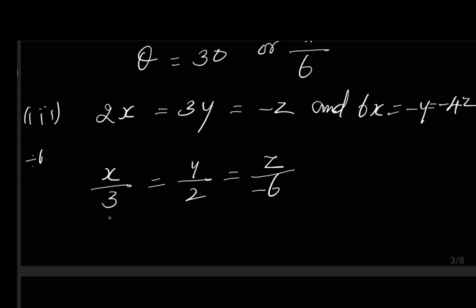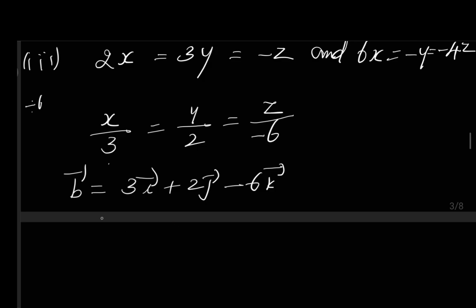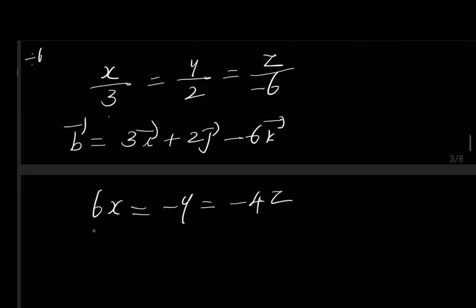See, the direction ratios here are 3, 2, minus 6. So these are the components of the parallel vector. Vector b is equal to 3i plus 2j minus 6k. So this is vector b. And take the second line: 6x is equal to minus y is equal to minus 4z. So for the coefficients, the LCM of 6 and 4 is 12.